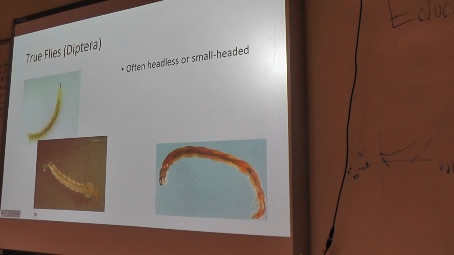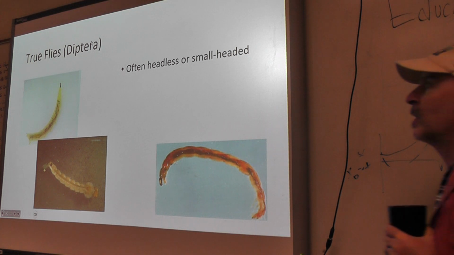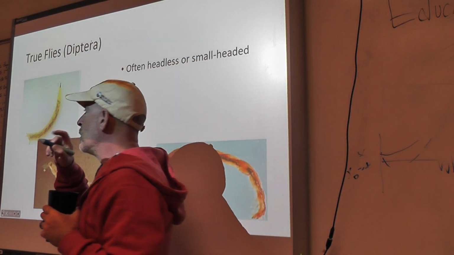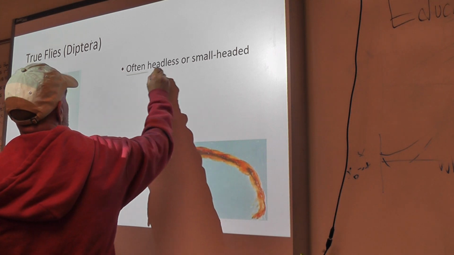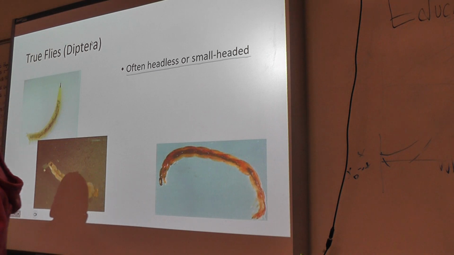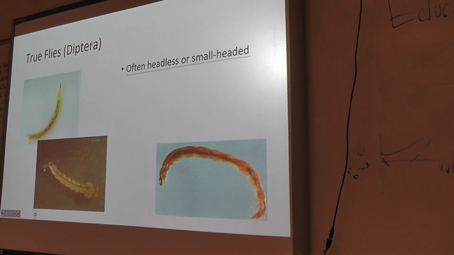So the first group that we're going to look at are the true flies, or the Diptera, and these often either have no visible heads at all, or the heads are really small. And you'll see in a second that's really different from the other three larvae that we're looking at. The other three larvae, it's really obvious. They have a head and they have a tail. And the head looks like a bug's head, but it's very clearly a head.